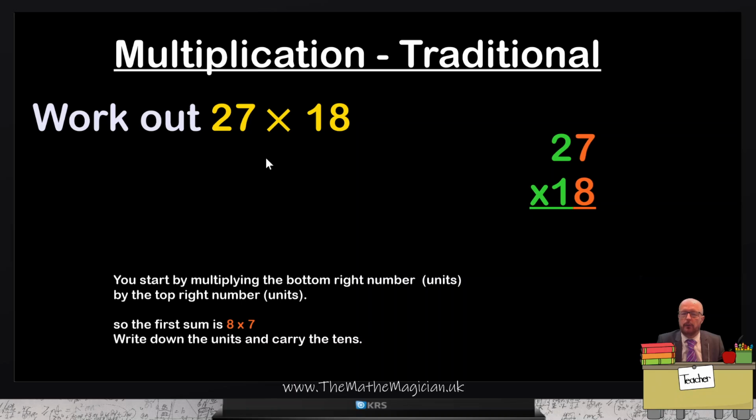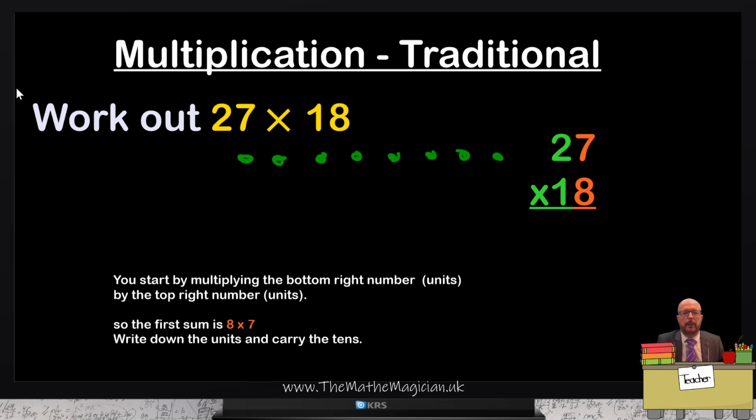Some people, if they can't do the 7 or 8 times table, count 1, 2, 3, 4, 5, 6, 7, 8. Then they go 9, 10, 11, 12, 13, 14, 15, 16, 17, 18, 19, 20, 21, 22, 23, 24. And they keep on going until they get up to 7 times 8, which is 56.